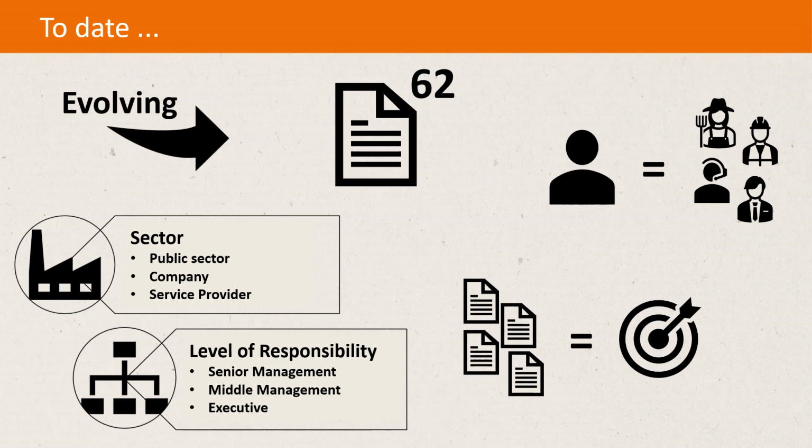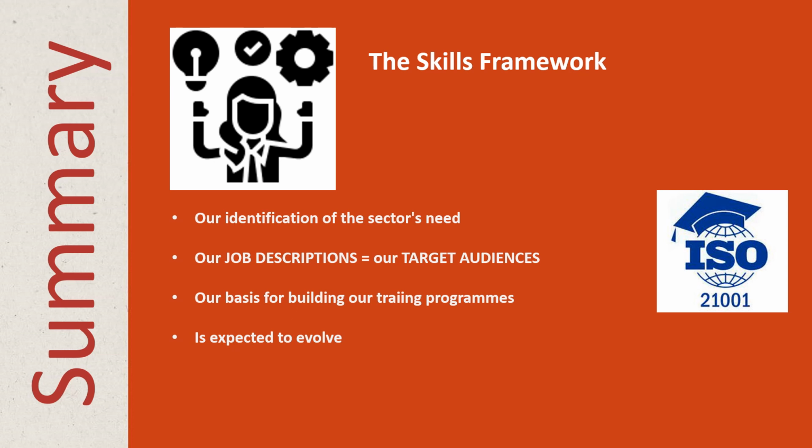Our target audiences are our job descriptions, so we have to learn to think in terms of these job descriptions. The skills framework is a reference tool for gaining a better understanding of capacity building needs and developing training programs. We need to use it to discuss a beneficiary's capacity building needs, and we need to use it to define the learning objectives of a training program. To sum up, our skills framework is our identification of the sector's needs. Our job descriptions are our target audiences, and they are the basis on which we build our training programs.